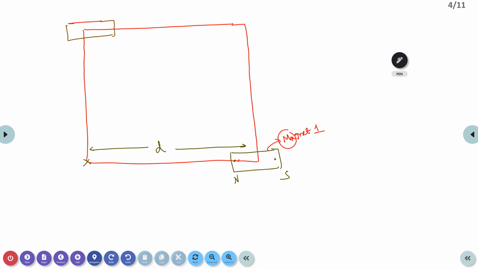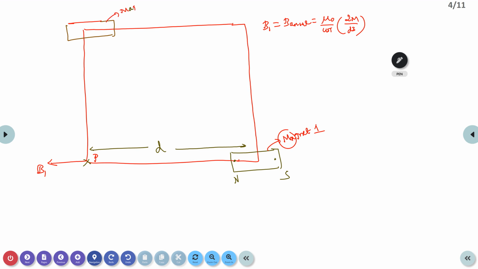For magnet 1, with respect to this point, it is an axial line and the direction is like this. It is B1. So B1 equals B axial, and we know the formula: mu naught upon 4 pi into 2m divided by D cube. Okay, fine. Next, let us talk about this magnet.